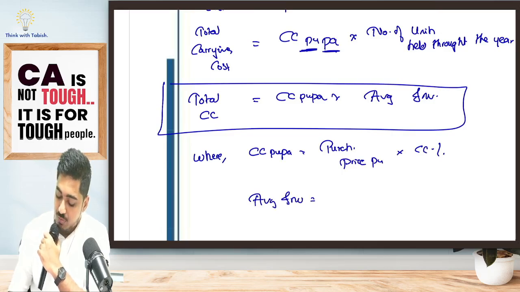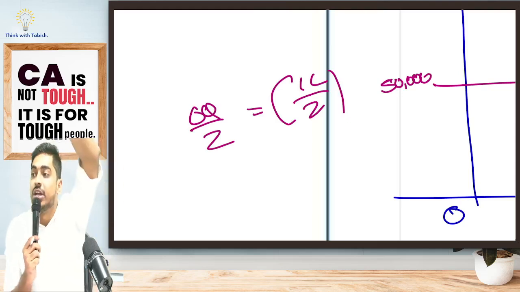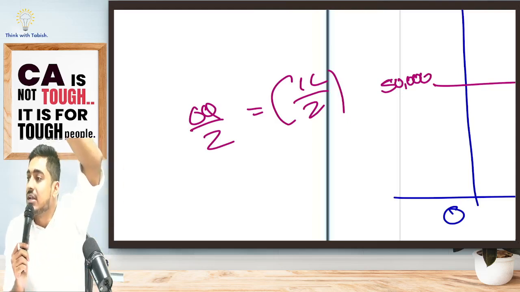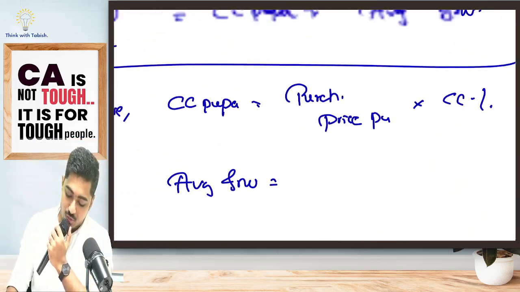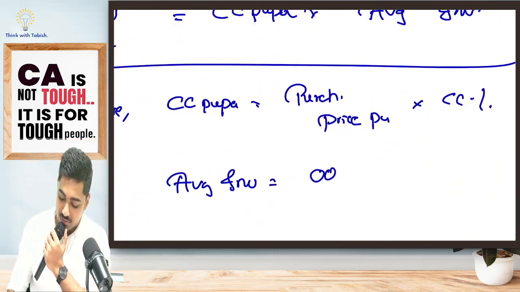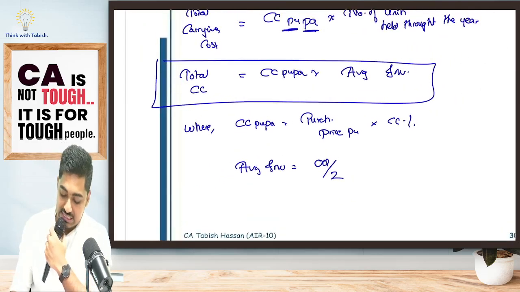On an average, how many units am I having? How do I get it? In total, how much quantity are you ordering? 1 lakh. Will I be having 1 lakh throughout? No, it will come down to 0. Half of it. It is going to be ordering quantity divided by 2. Yes or no, everyone? Is this clear?